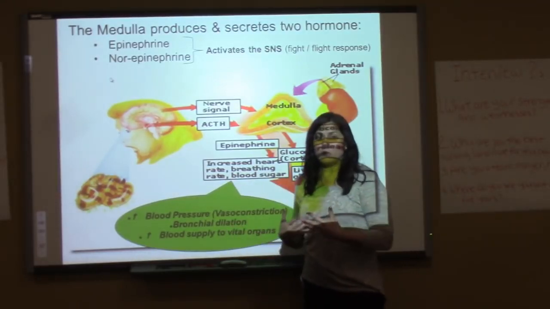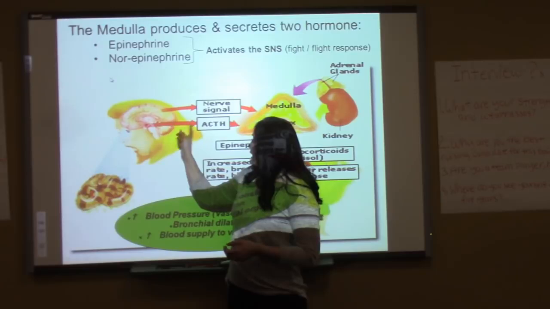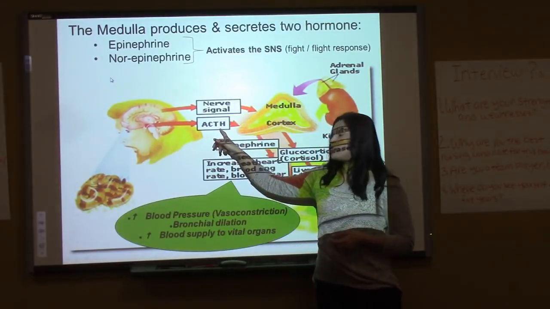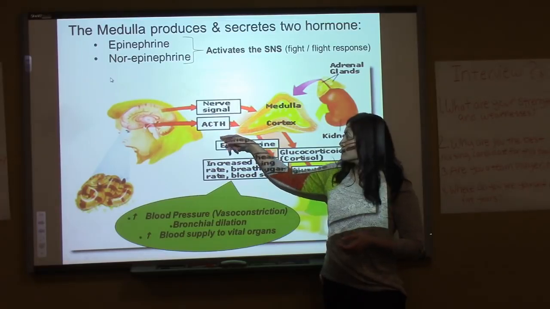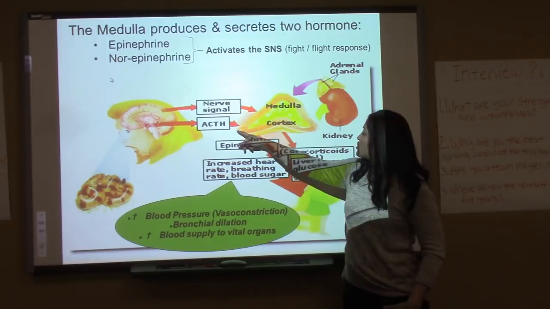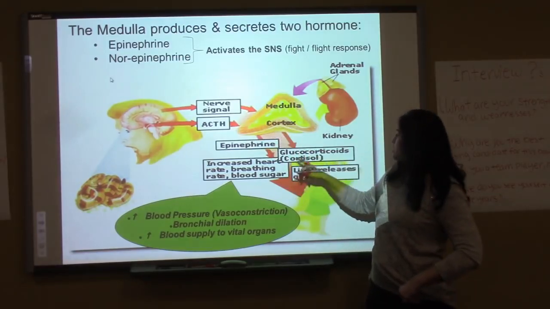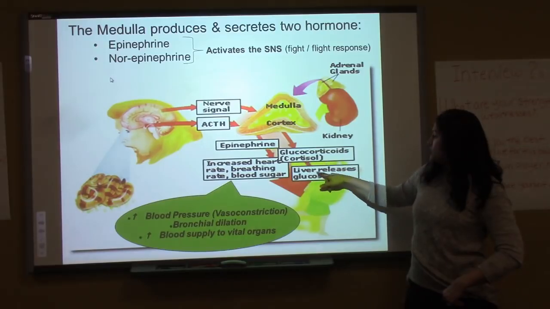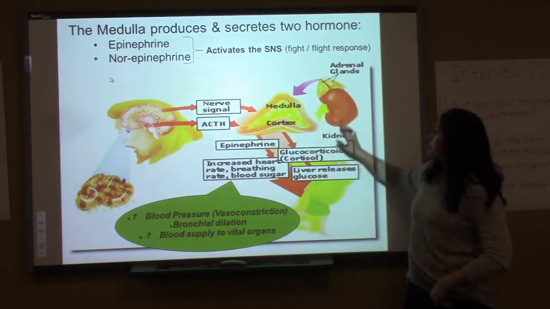But of course, what else happens? That stressful situation also causes ACTH to be released from the anterior pituitary, which in turn causes the adrenal cortex to release cortisol. And cortisol will cause your liver to release glucose.